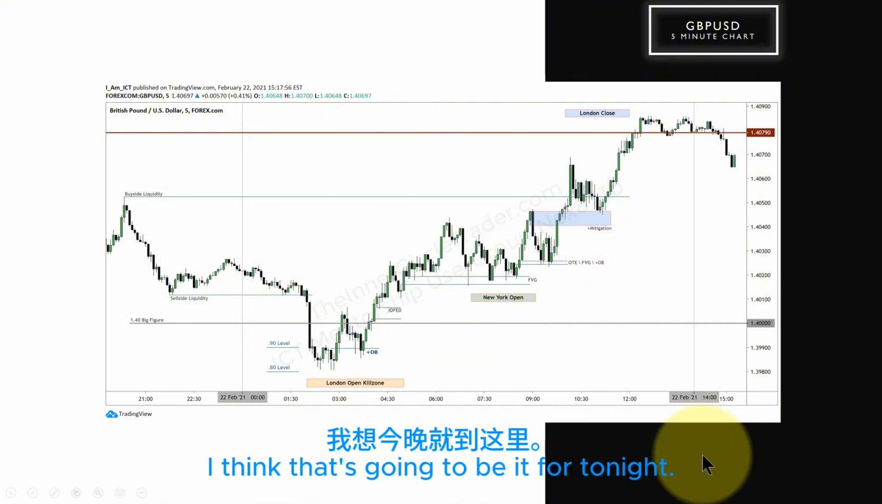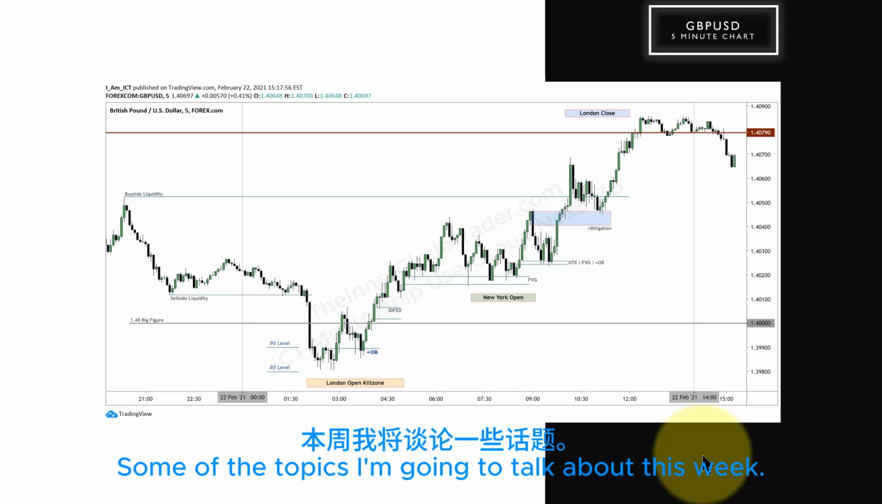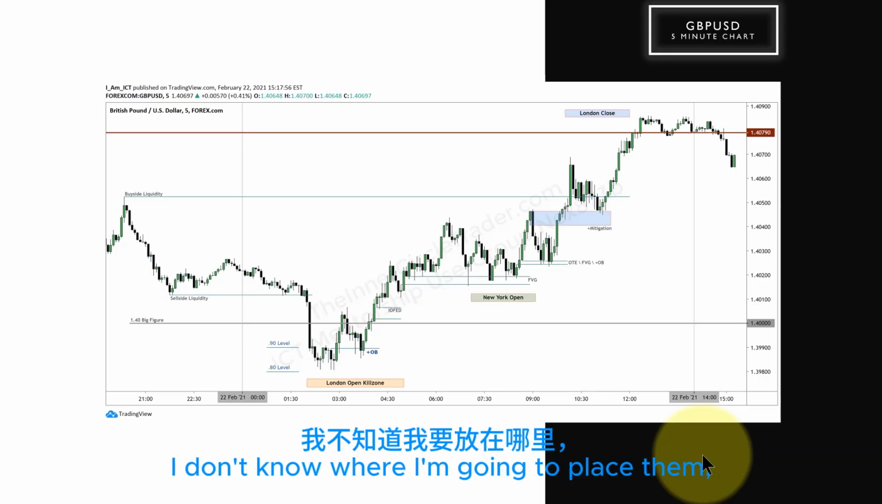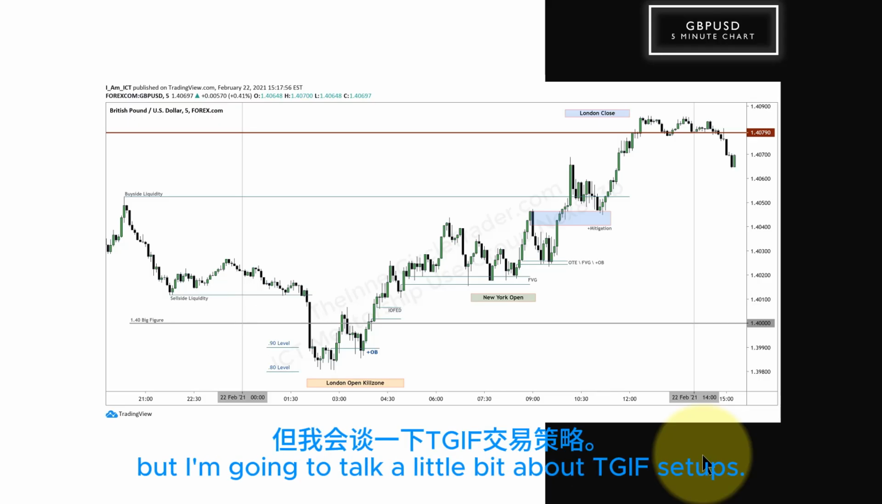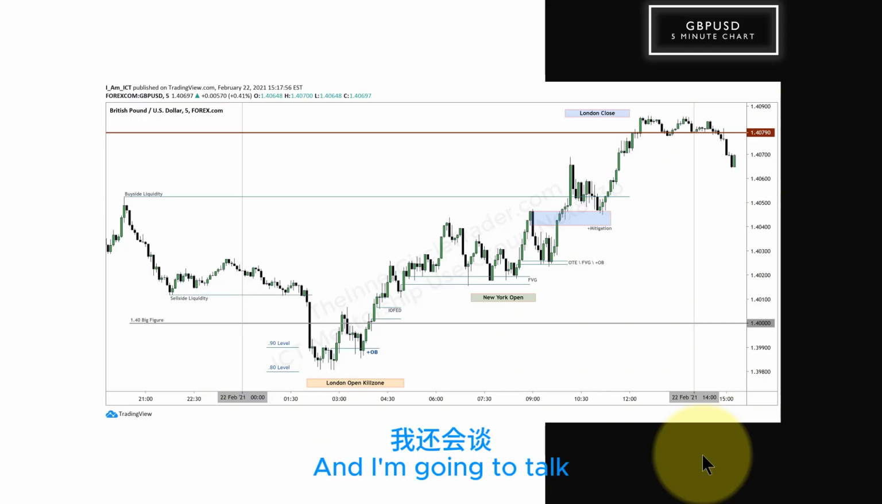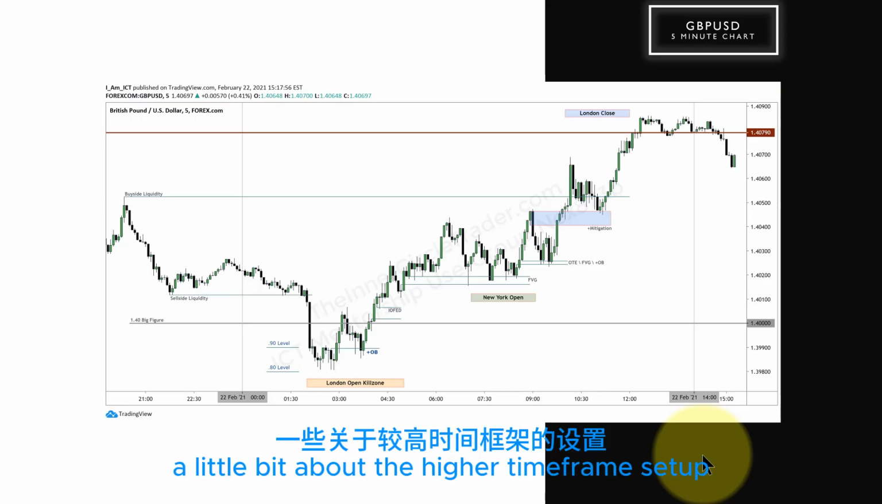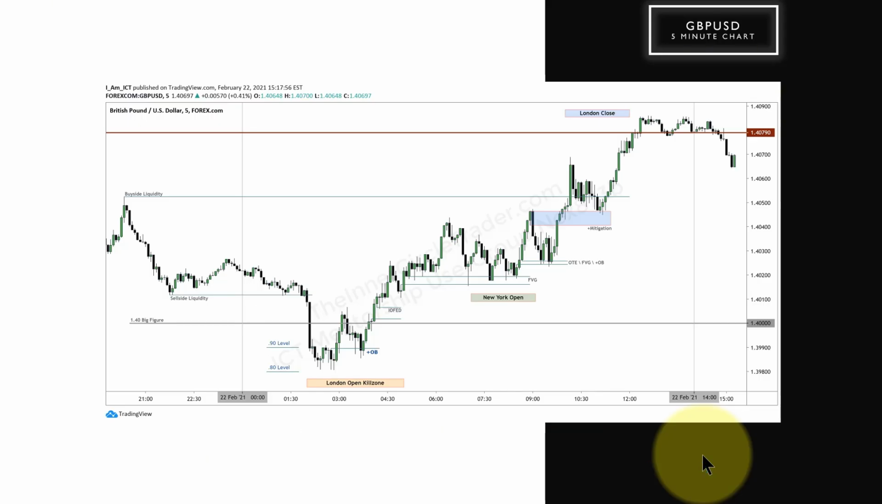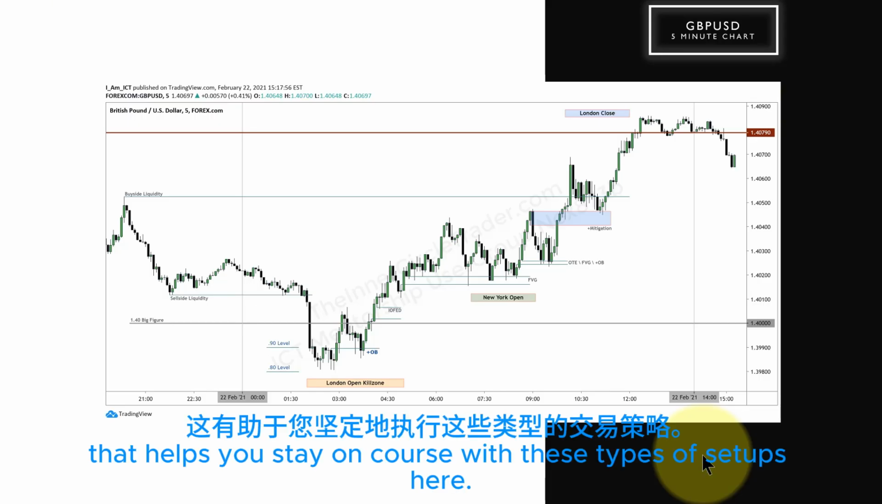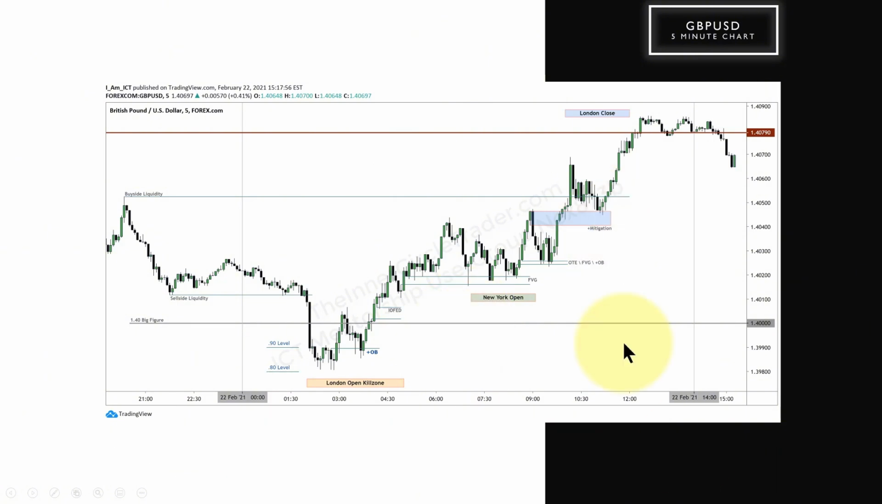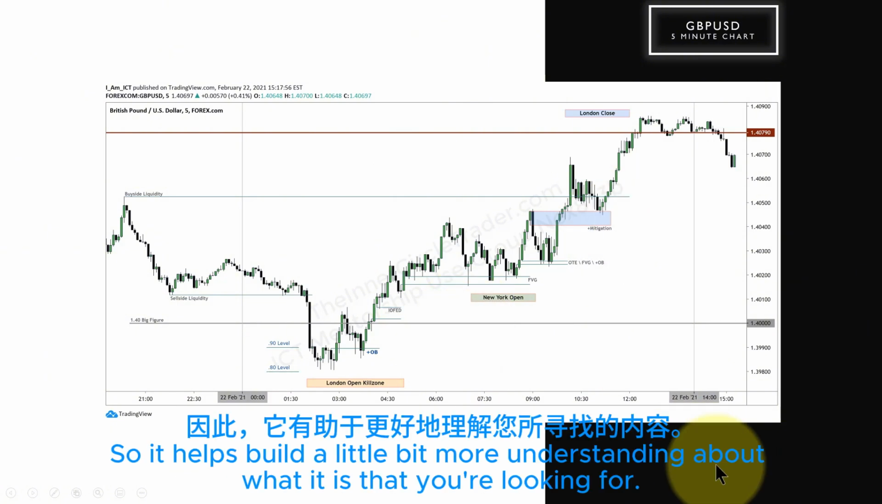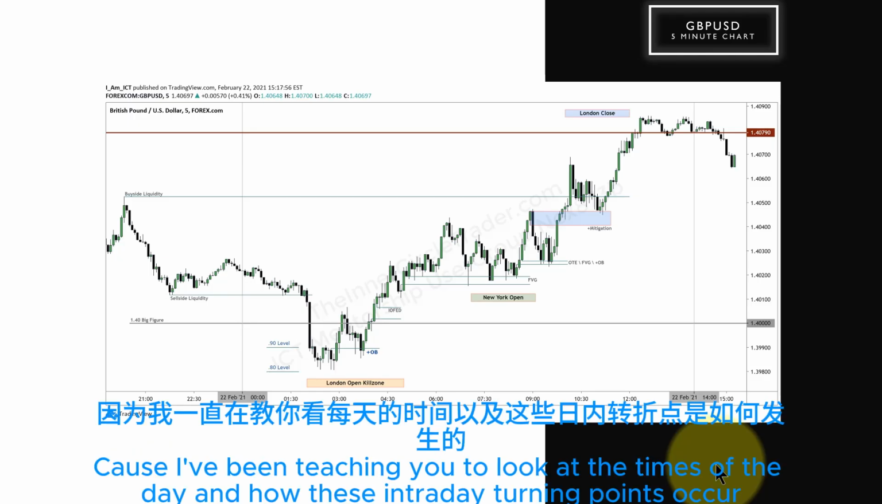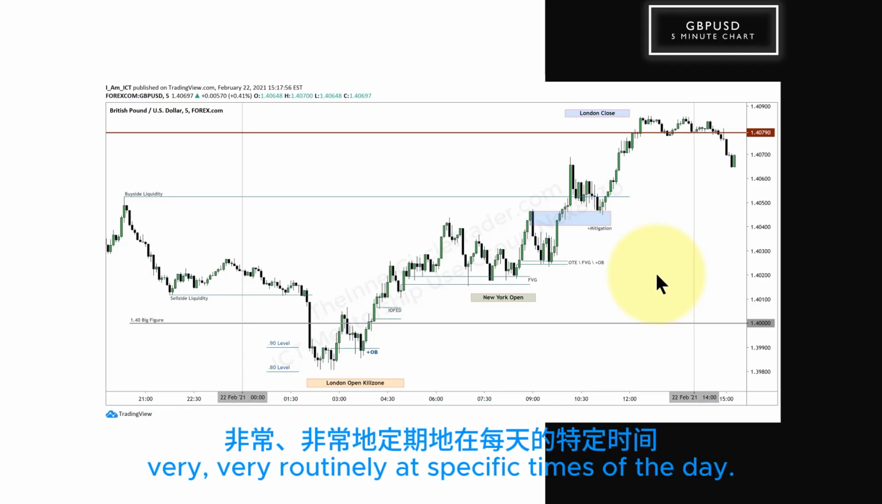And I think that's going to be it for tonight. Some of the topics I'm going to talk about this week, I don't know where I'm going to place them, but I'm going to talk a little bit about TGIF setups, and I'm going to talk a little bit about the higher time frame setup that helps you stay on course with these types of setups here. So it helps build a little bit more understanding about what it is that you're looking for, because I've been teaching you to look at the times of the day and how these intraday turning points occur very, very routinely at specific times of the day.